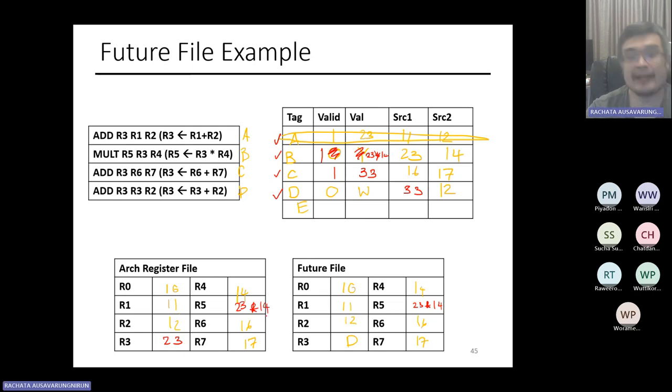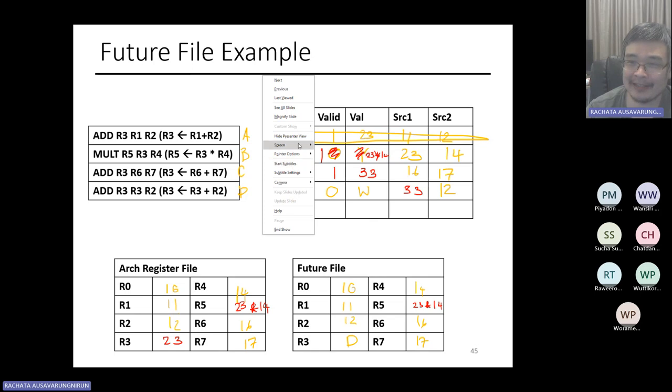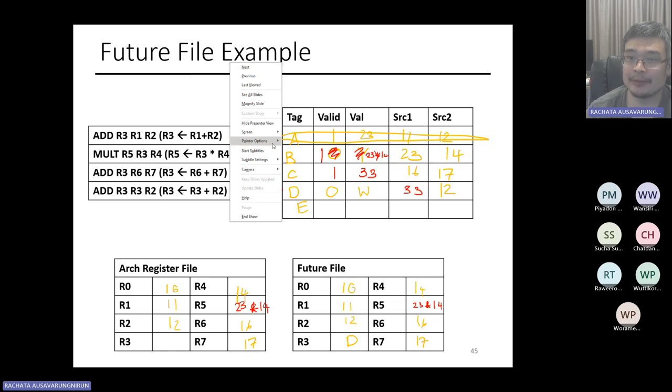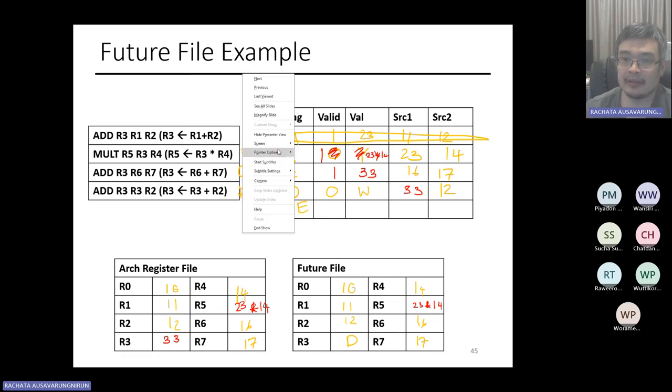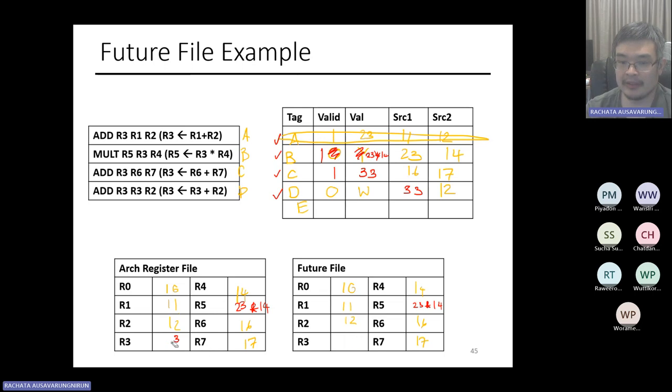And now you also can update C, which modifies R3. No one needs C anymore in the architecture file. The only thing you have to do is, okay, that's the next instruction that I have to do. I will update 23 into 33 because that's the next version of my R3. Then you finish instruction D and you update instruction D with the new value of R3. Right, so whoever needs D will have the new value of R3.